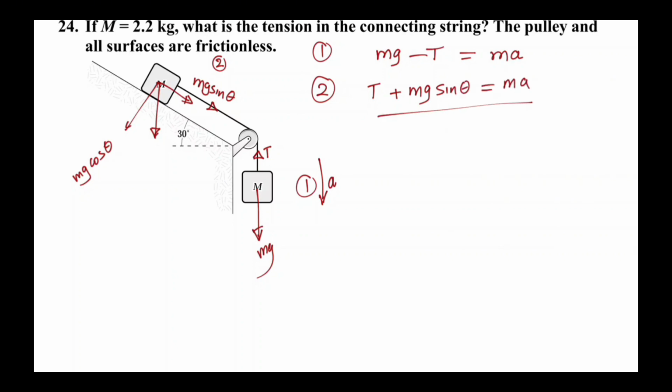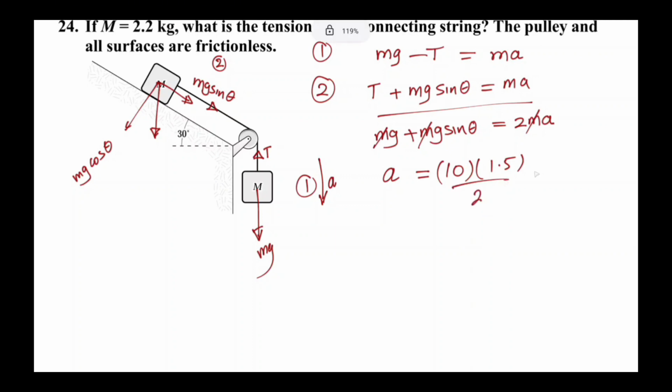You add these two equations, you will get mg plus mg sine theta equals 2m a, and mass with mass, you will find a equals 10 times 1.5. You just substitute numbers, divided by 2, and in this case a equals 7.5 meters per second squared. Now this is the acceleration for this one here.